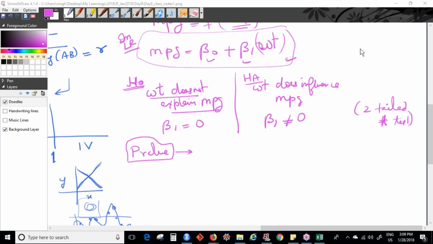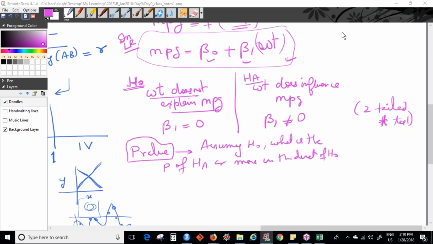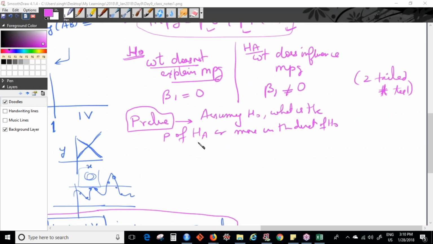Yes, guys, does anybody remember the definitions? Assuming the null to be true, we calculate the probability of the alternative, right? And here it appears. So this was the definition of p-value. So we will assume beta 1 to be 0 and then find our p-value.